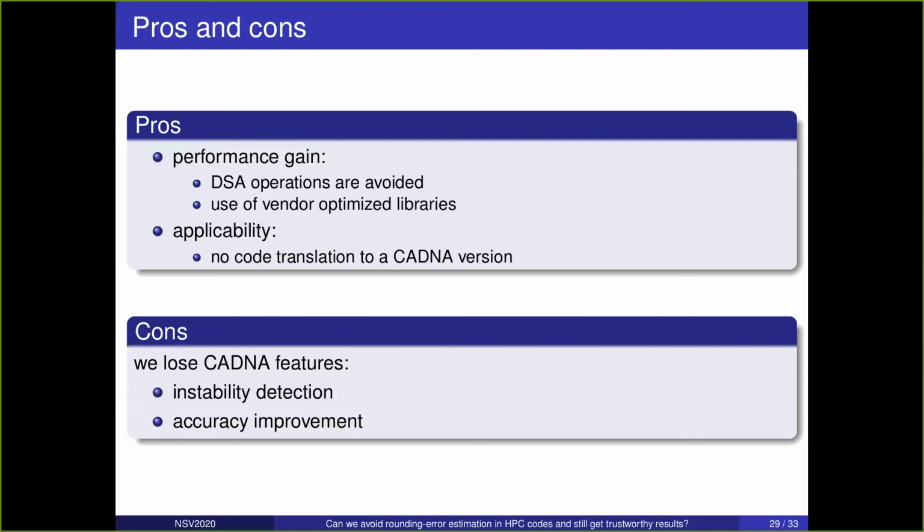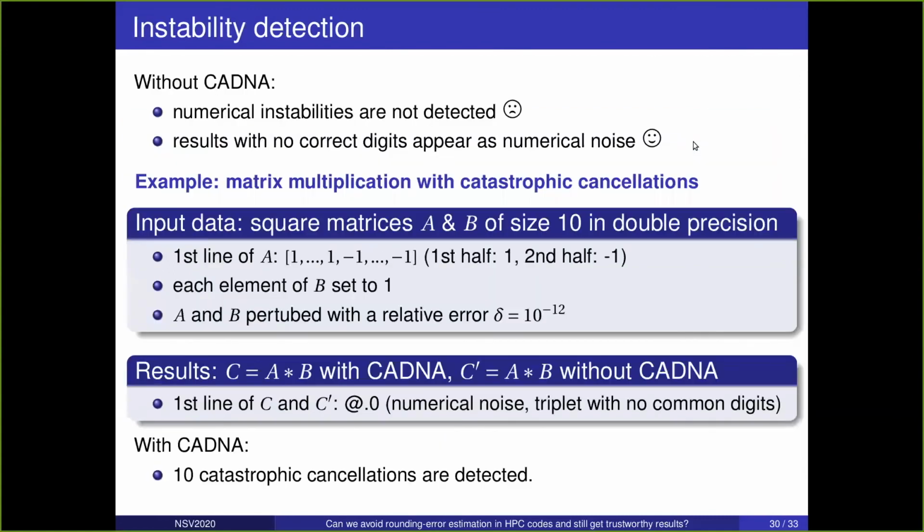But of course, there are disadvantages. We lose the CADNA features, for instance, the instability detection, and you cannot improve the accuracy, which is possible sometimes in CADNA codes. So without CADNA, with our approach, numerical instabilities cannot be detected, of course, but you can get results with no correct digits that will appear as numerical noise.